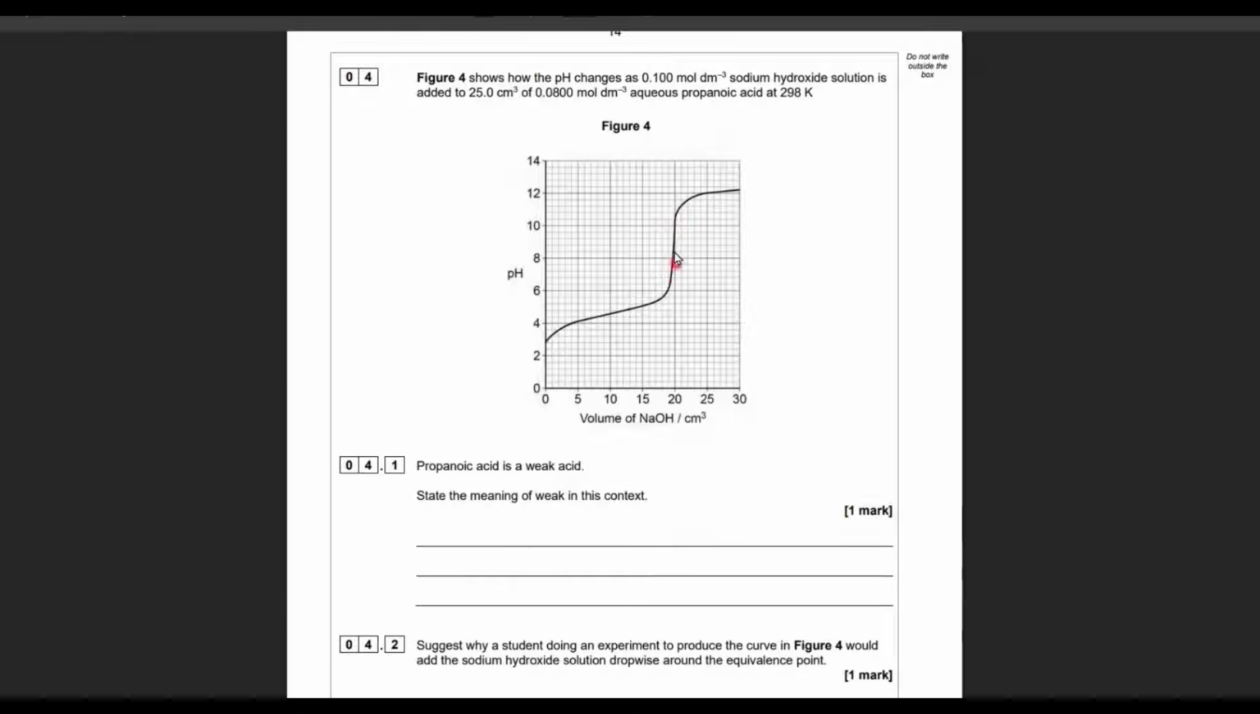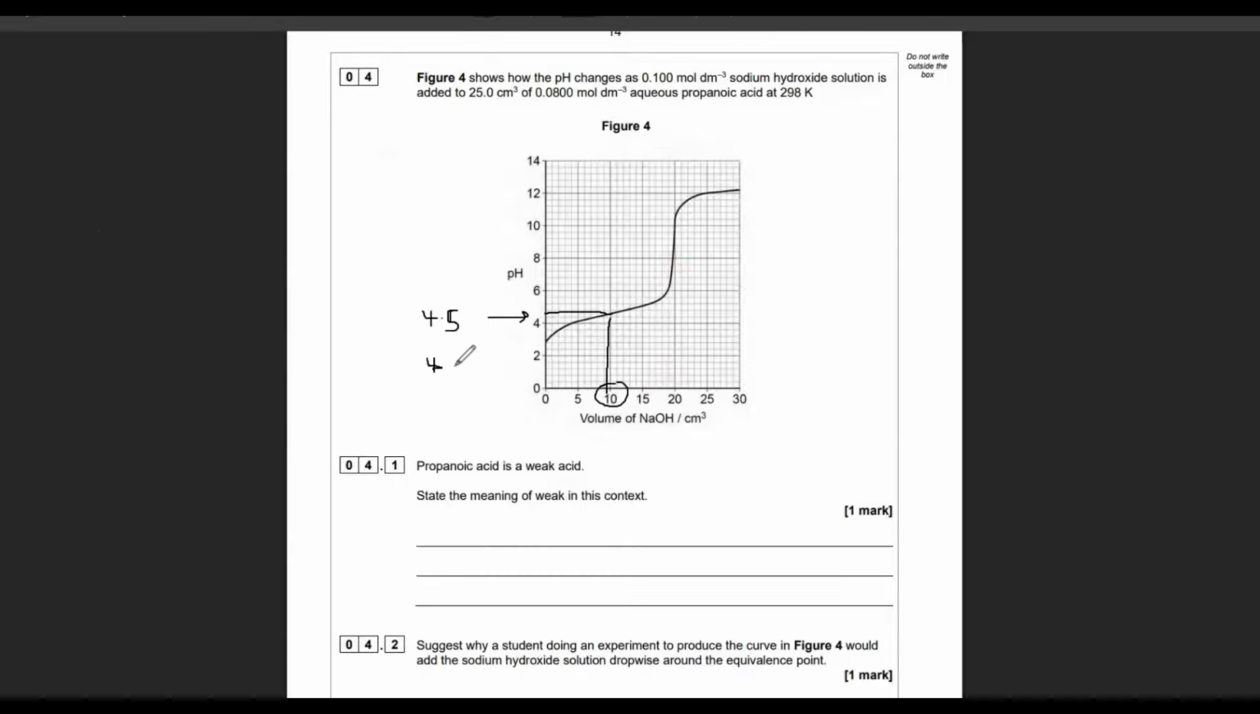So let's find out when half of the acid has reacted. It's obviously fully reacted at 20 centimeters because it's been neutralized. So when is half of the acid reacted? Well, that's at 10 centimeters of sodium hydroxide, right? So when we've added 10 centimeters of sodium hydroxide, half the volume of the equivalence point, we know that half has been added there.